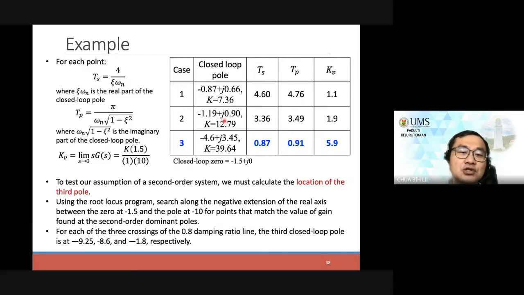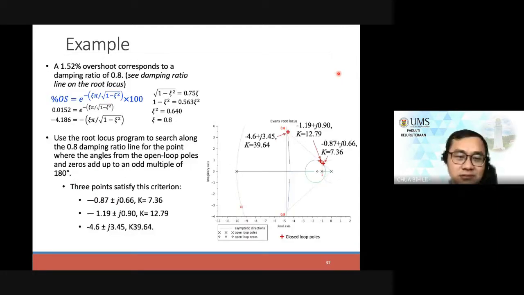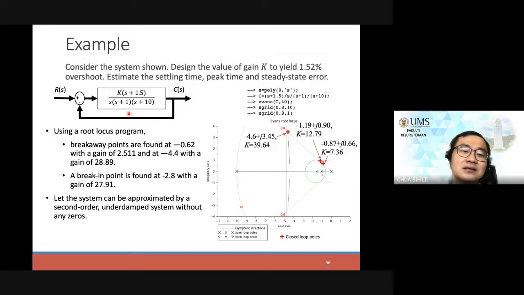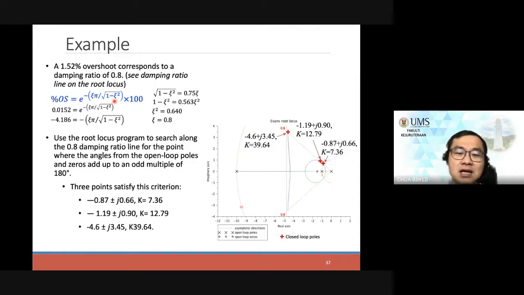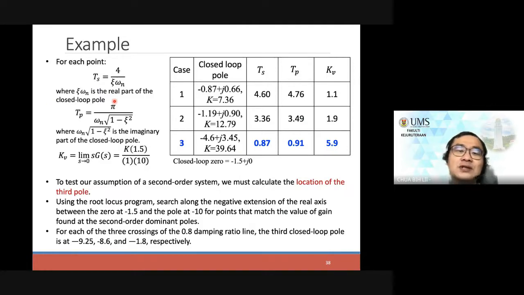So we test all these points and find the settling time, peak time, and the steady state error. Why do we use Kv? Just check back the dominant pole. This system is type 1, so we use Kv to get the steady state error, not Kp and Ka. So use all these equations to evaluate all these things.